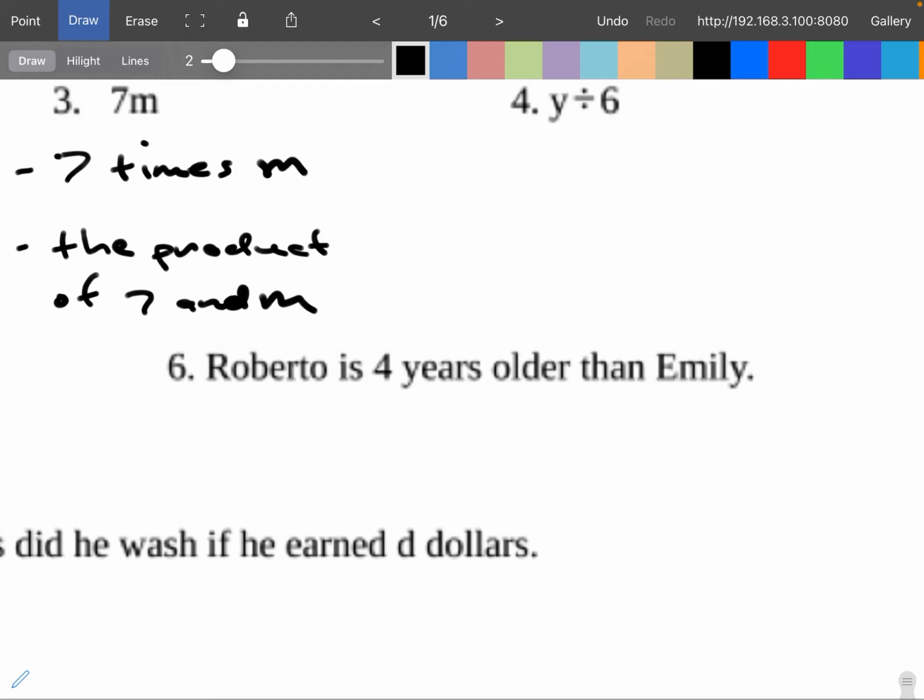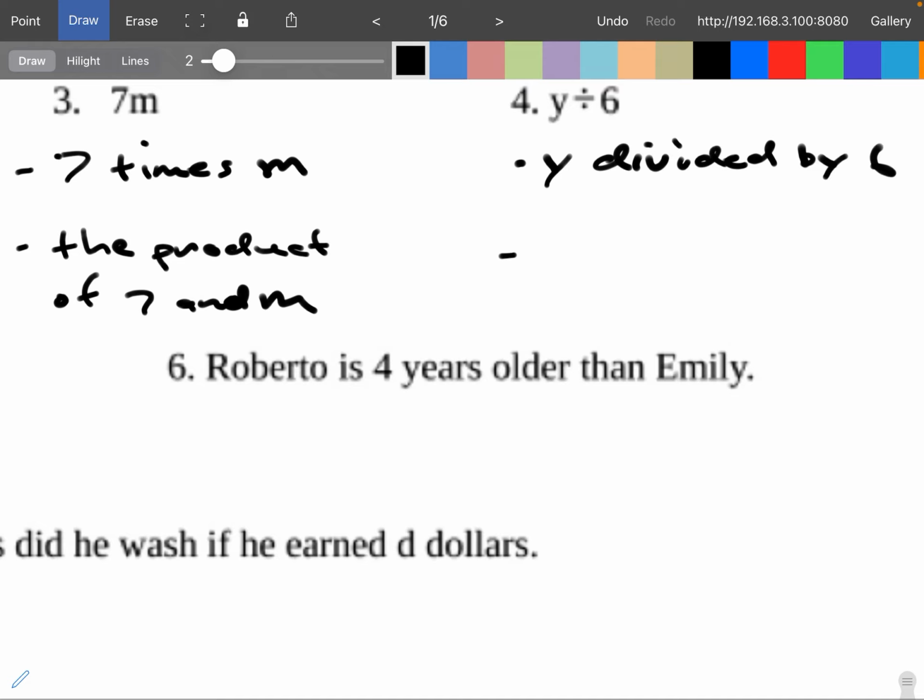All right. And then number 4. What do you got all the way back there? y divided by 6? Okay. So we got y divided by 6. So y divided by 6. Let's use the quotient also.